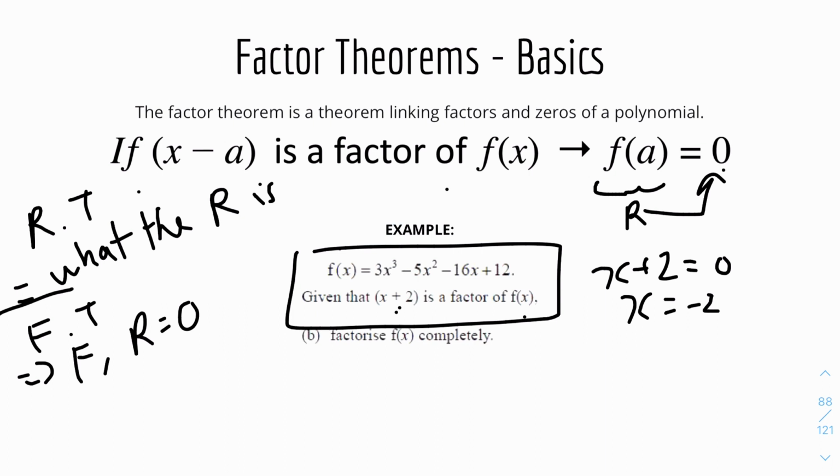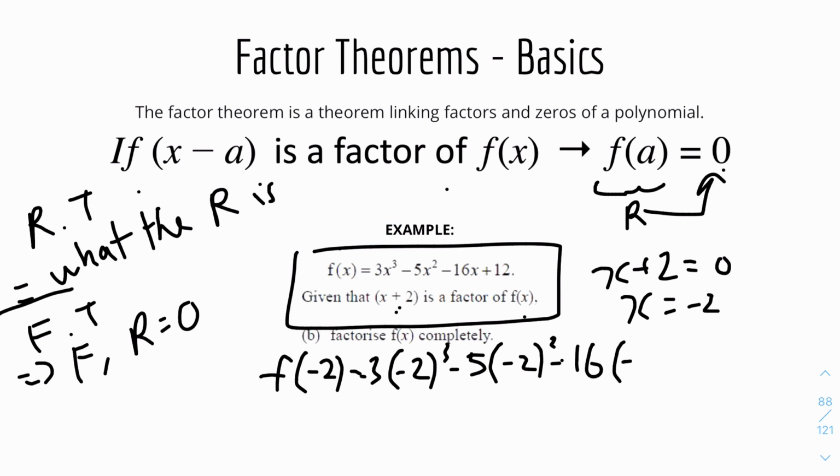So it'll be f of minus 2 equals 3 times minus 2 cubed minus 5 times minus 2 squared minus 16 times minus 2 plus 12. And if you pop this into your calculator, you'll get 0. So we know that the whole function divided by x plus 2 will have remainder 0. That means that x plus 2 is a factor because there's no remainder.